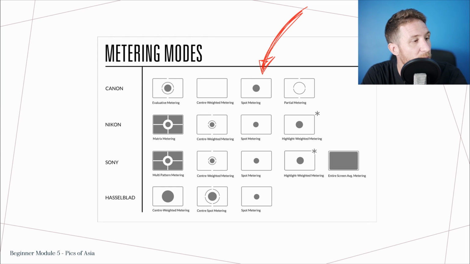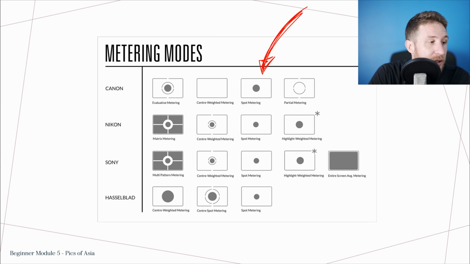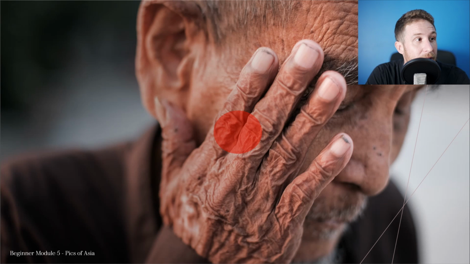And the third thing we have is the spot metering. Spot metering is a bit the same as the center weighted metering, just even more defined, even smaller. The camera is only going to use a little spot in the middle of the frame, or where you are moving your focusing points, depending on the brand, to measure the light. So it's up to you which metering mode you want to use. Everyone has their favorite choice.